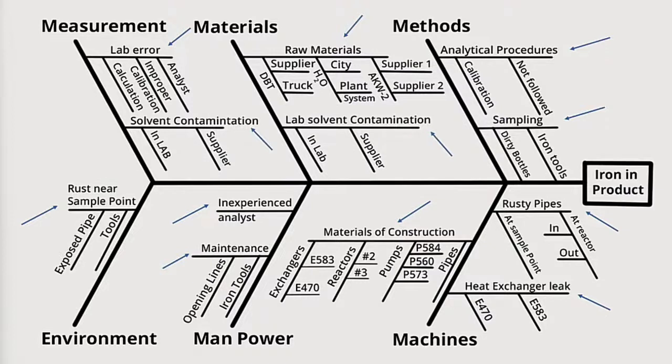So under the measurement, we have lab error, calibration issues. These are just more of samples that we created. Basically the fishbone diagram, or the cause and effect diagram, is possibilities that are causing the effect, which is the ion in our products. We don't know where the problem is coming from yet, so you list every possible cause that you think would lead to the problem.